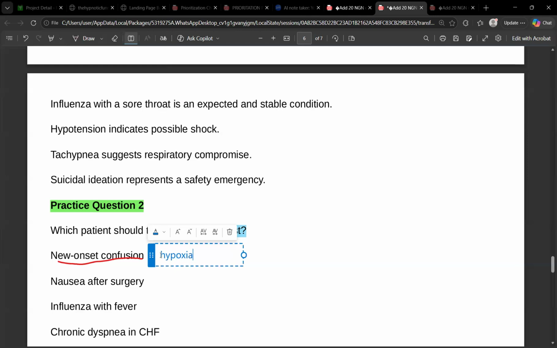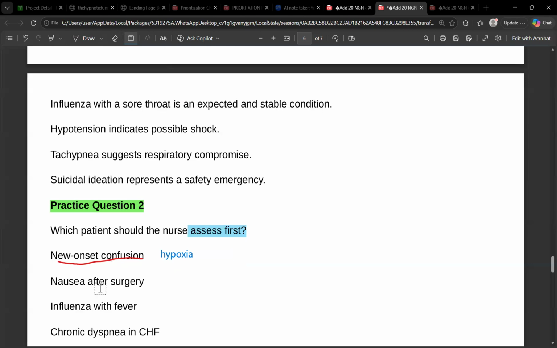Unstable versus stable, like that you are asking. Okay, actually you need to understand the rationale. If a client is having a new onset of confusion, what does it indicate? It indicates hypoxia. We know that when the client's neurological function is getting deficient, that indicates hypoxia.